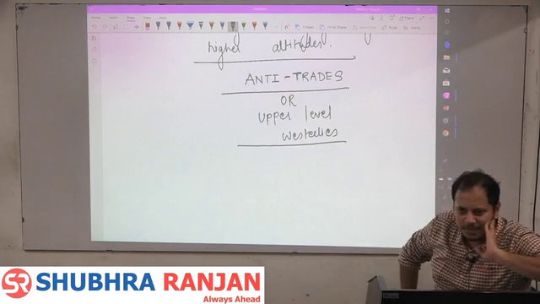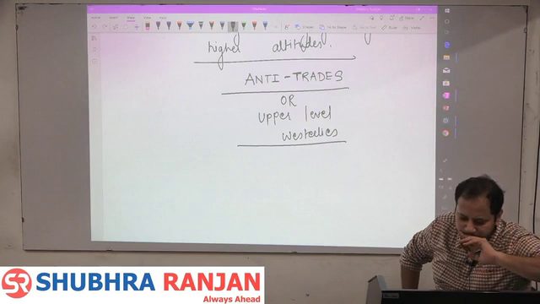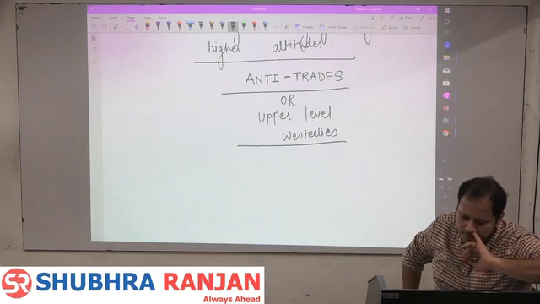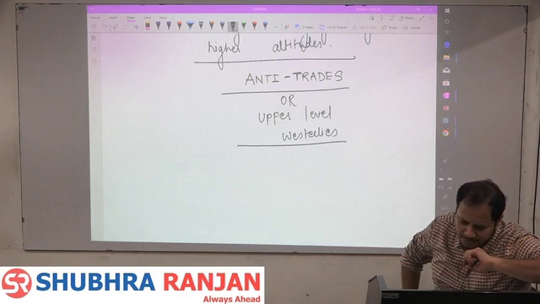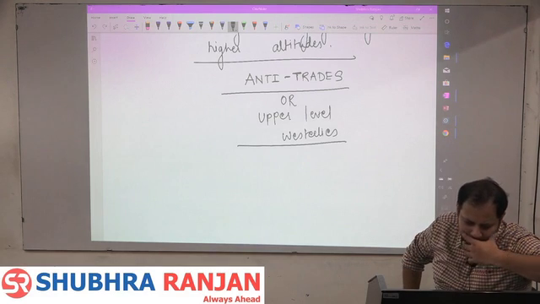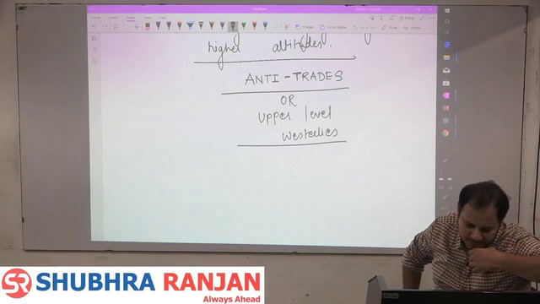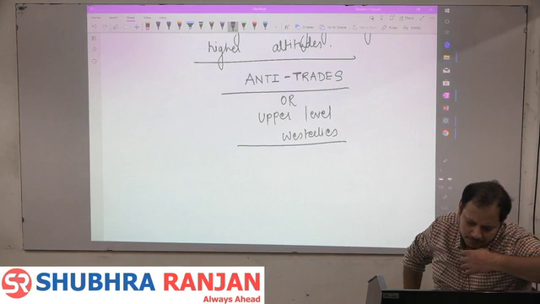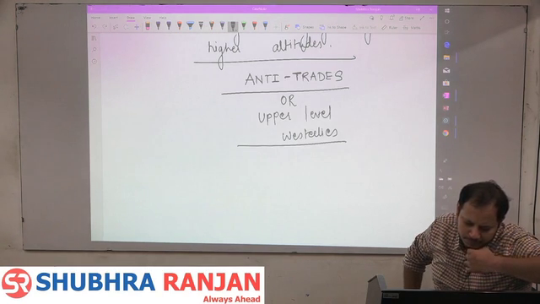Anti-trades or upper level westerlies, which due to cooling become denser and subside.